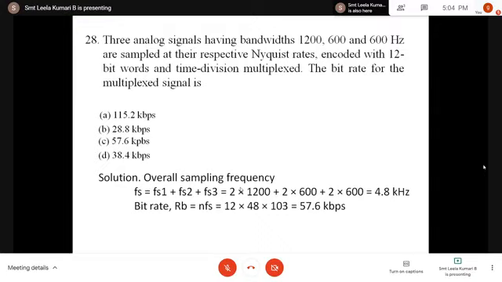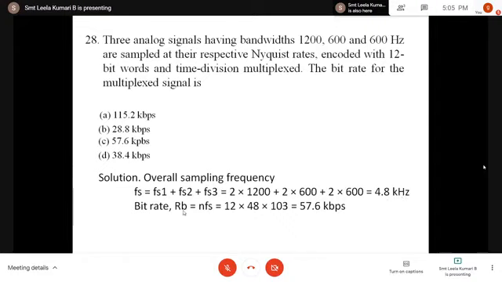So here the sampling frequency is, so each of the signals has to be sampled at least at the Nyquist rate. Therefore, fs1 plus fs2 plus fs3. fs1 is 1200 into 2, plus fs2 is 600 into 2, plus fs3 is 600 into 2. So 2400, 1200, 1200. So totally 4800 Hz or 4.8 kilohertz.